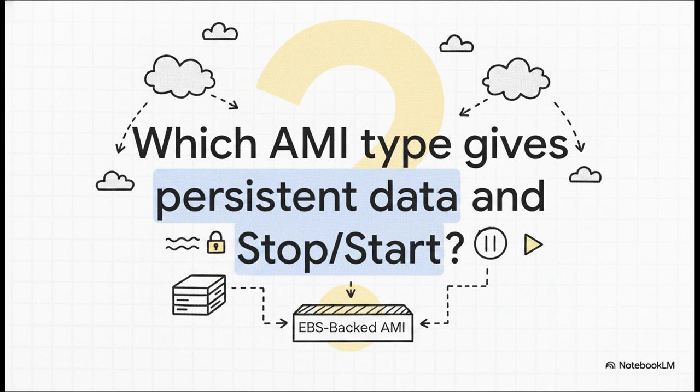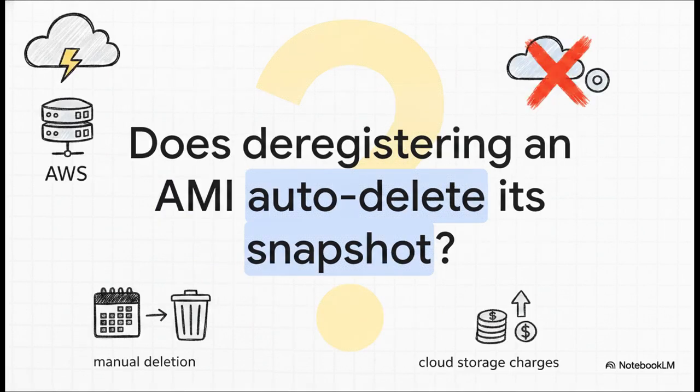Question number 1, which AMI storage type should you use if you need persistent data and the ability to easily stop and start the instance? Take a second. The correct answer is EBS-backed AMI. Awesome job if you got that right. Moving on to question 2.